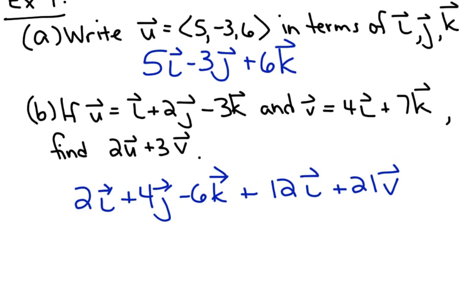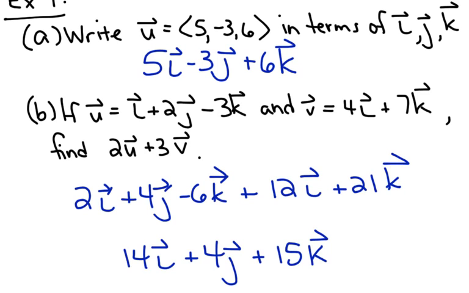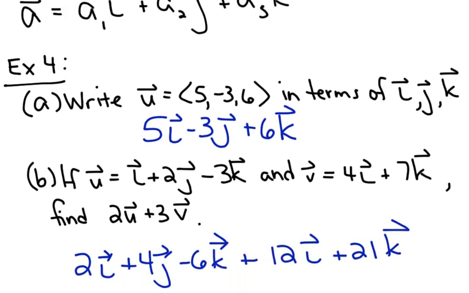And, you know, think of the i's, j's, and k's like variables, like terms. So you're going to add the i's. You're going to add the j's. Well, 4 plus 0 is just 4. And you're going to add the k's, and 21 minus 6 is 15. And I wrote a v instead of a k there. And that is the end of part 1.